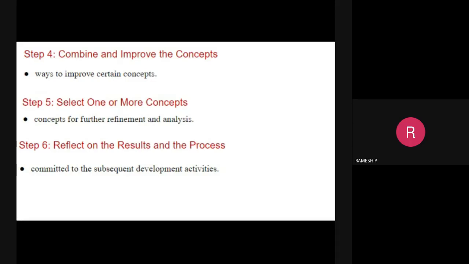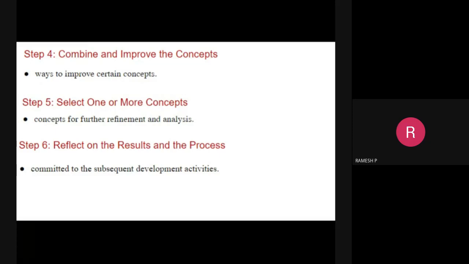Think of combining two different mobile brands, which possess different unique functionalities, different unique USPs, unique selling propositions, and how they will lead the market. So in this step 4, our focus is to combine and improve the concept. And the next one, selecting one or more concepts.